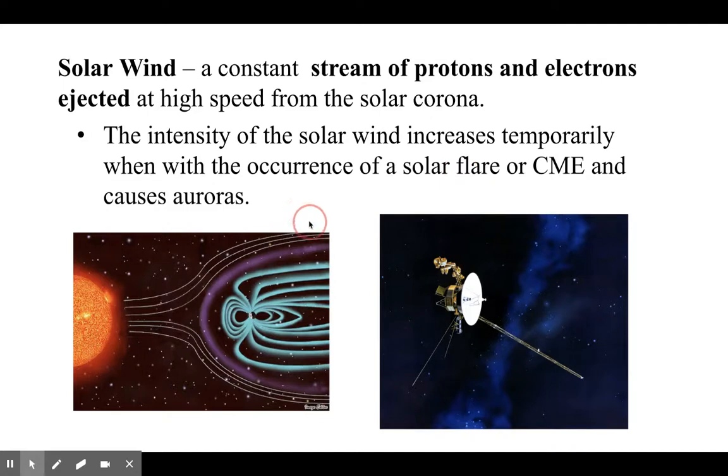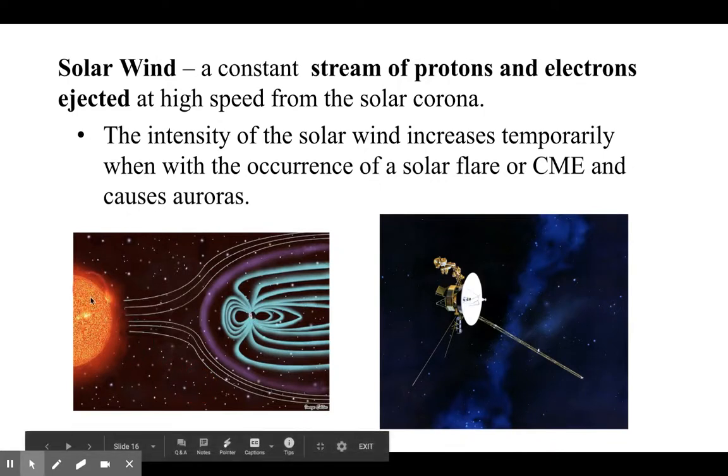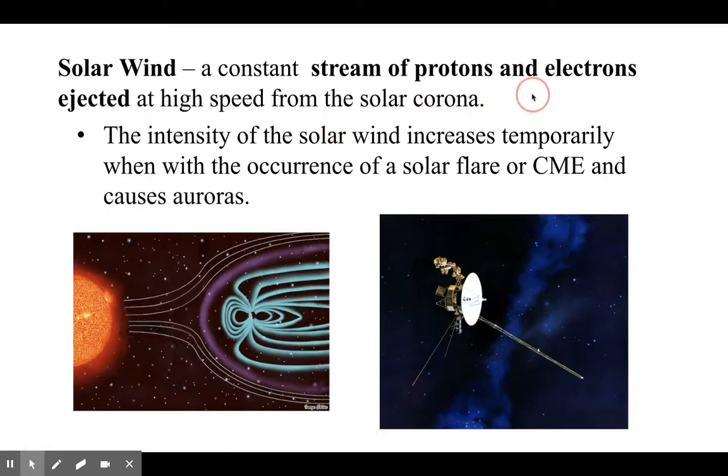Now, the sun, like I said, gives off those protons and neutrinos and electrons. That is called the solar wind. It's a stream of protons and electrons, and it just flies out in all directions. We're just showing one direction, but in all directions away from the sun is the solar wind. So, in a way, it's windy, but it's not windy like we think, but it is wind out there. And then what we do notice is that the solar wind will increase if we have a solar flare or a CME, and those things cause auroras.